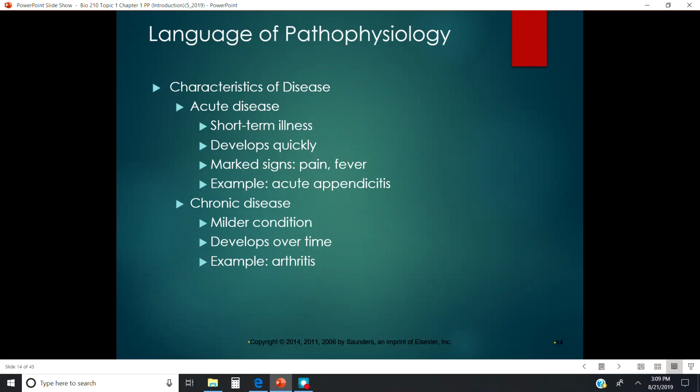Opposed to a chronic disease, this is something, as I mentioned earlier, that is going to develop over time, and it's typically not as severe as far as pain. The symptoms and the signs aren't as marked. A great example of a chronic disease would be arthritis. You don't wake up tomorrow with arthritis, right? It's something that develops over 5, 10, 15 years, that type of thing.